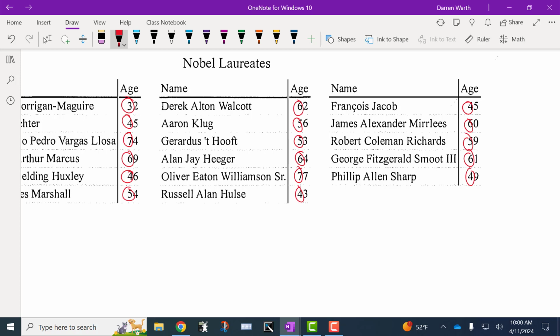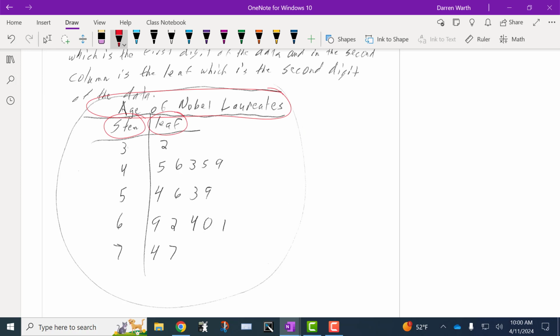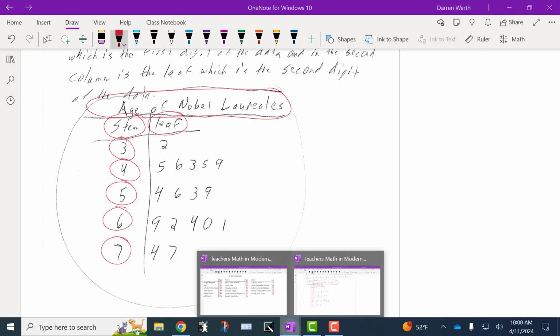So to do that, I'm just going to start with the 3. So here's my 3, and then I've got my 4, got my 5, got my 6, and then I've got my 7. So now I'm just going to go ahead and find those numbers that correlate to each one of those. And there's several ways you can do this as you're looking at your data.